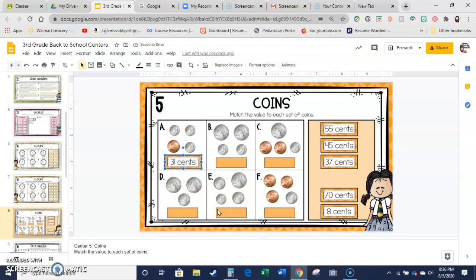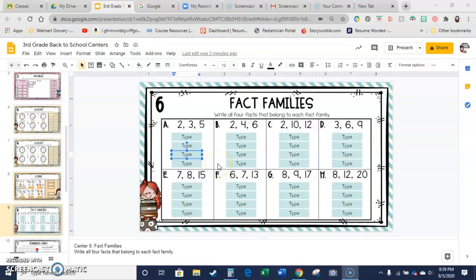Go ahead and finish Center 5. Center 6, fact families. Write all 4 facts that belong to each fact family. A fact family is when the numbers are all related to each other. Let's do A together. Click on the first slot, highlight the word.